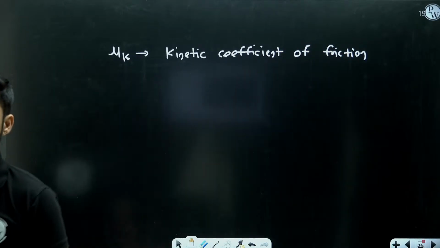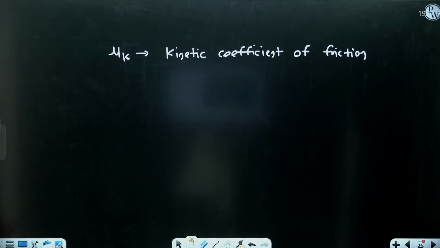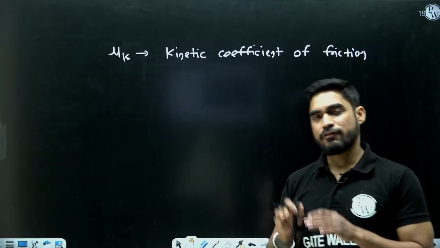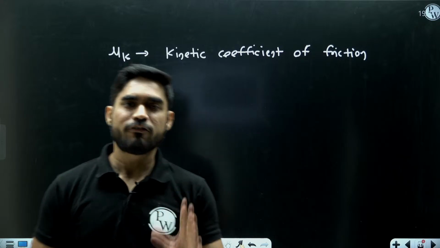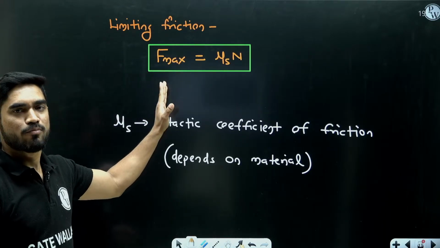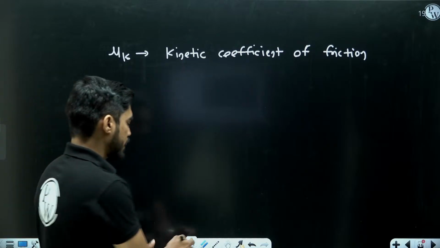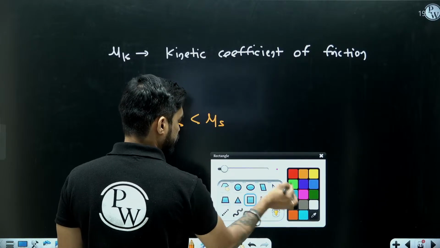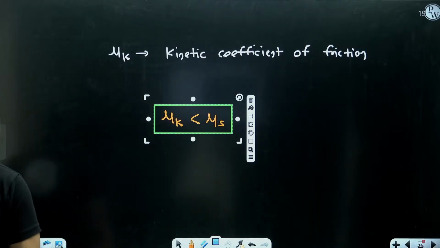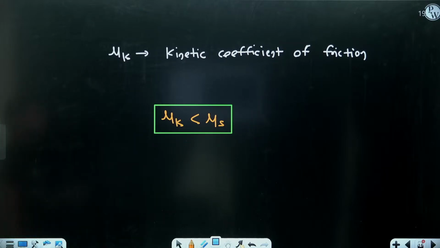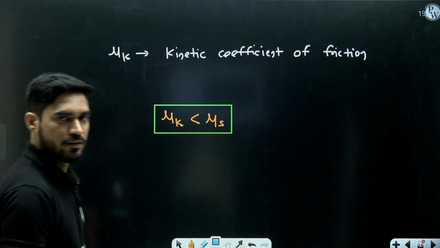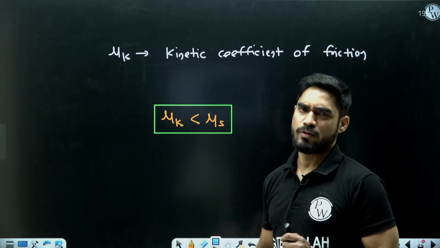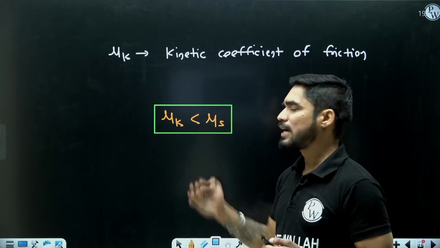What is kinetic coefficient of friction? See, for every material you have two coefficients of friction. One is static and one is kinetic. If the body is not moving, then the coefficient of friction is mu s, and if the body is moving, then the coefficient of friction is mu k, and this mu k is always less than mu s. So during the motion, the coefficient of friction gets reduced and its value is mu k. So for every material we have these two values, mu s, mu k. Mu k will be slightly less than mu s. For example, let's say mu s is 0.4, mu k is 0.3.